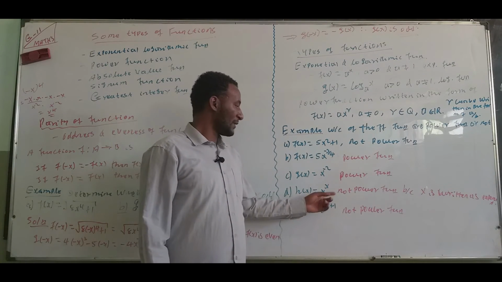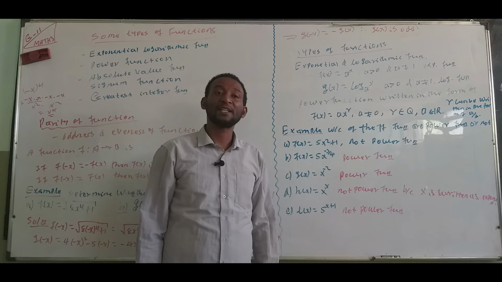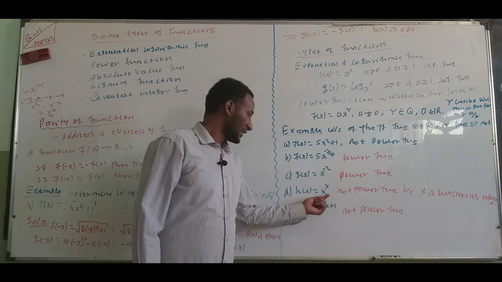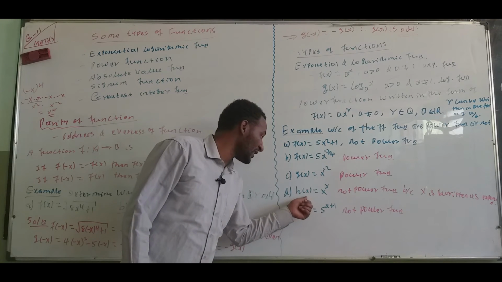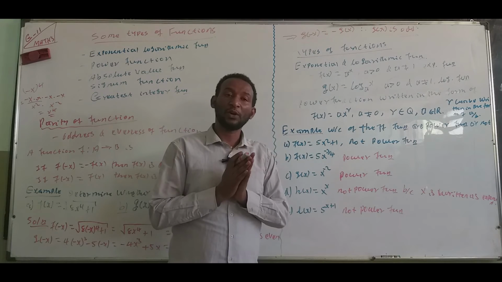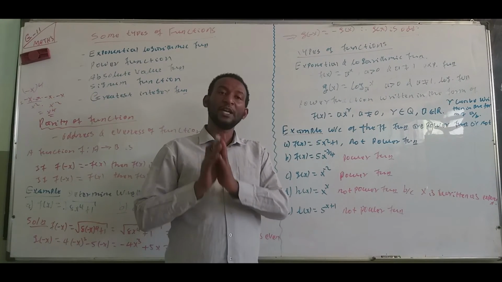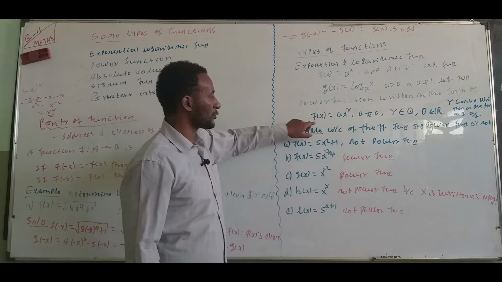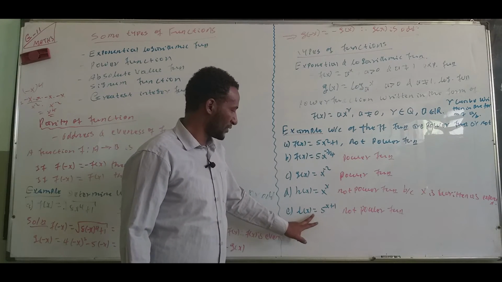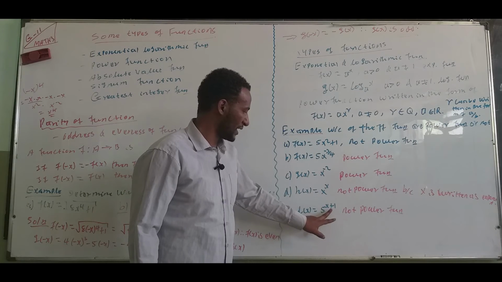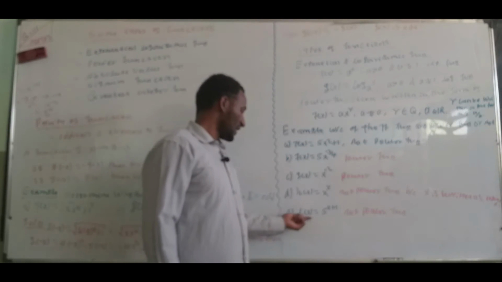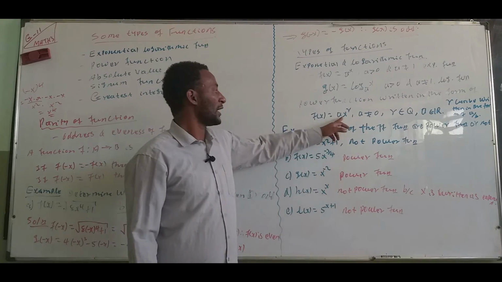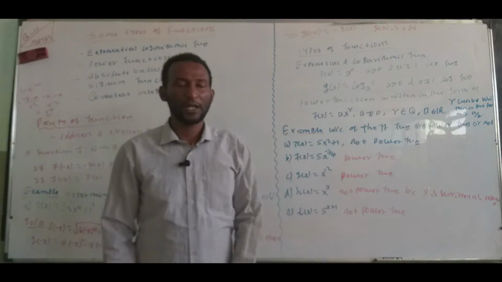h of x is equal to x to the power of x is not a power function, because x is written in the form of an exponent. For a power function, the independent variable must be the base. l of x is equal to 5 to the power of x plus 1 is not a power function, because the given function is not written in the form of a x to the power of r.